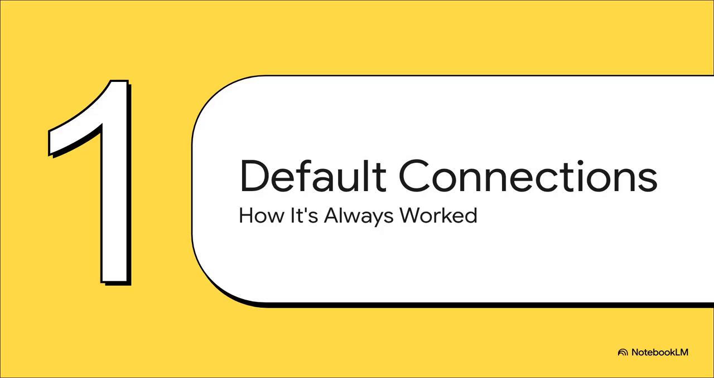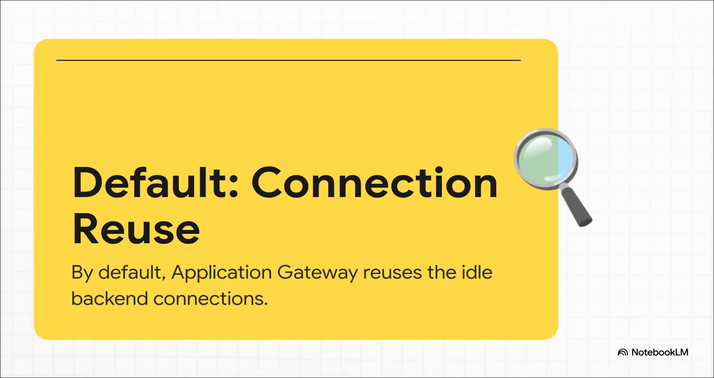So, to really get why this new feature is such a big deal, we first have to rewind and look at the default behavior. This is the classic out-of-the-box setup that's been the standard for years, and it was designed with one main goal in mind: pure efficiency. Okay, so here's the core idea. The gateway is designed to be incredibly smart about its resources. Instead of the hassle of opening a brand new TCP connection for every single request and then closing it right after, it keeps a pool of connections open and just reuses them whenever it can.